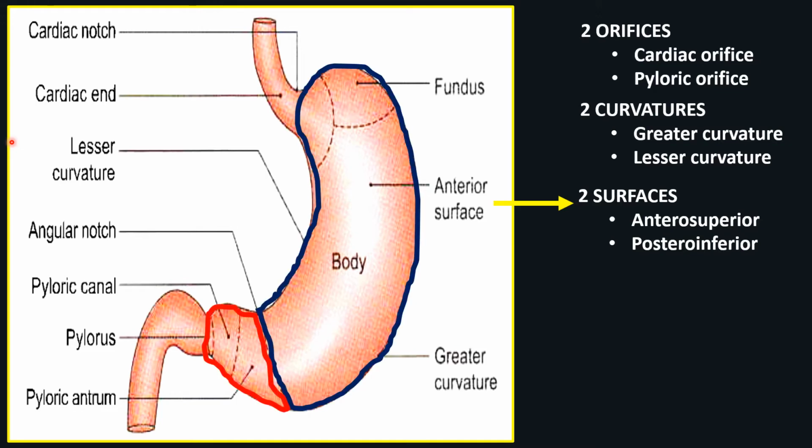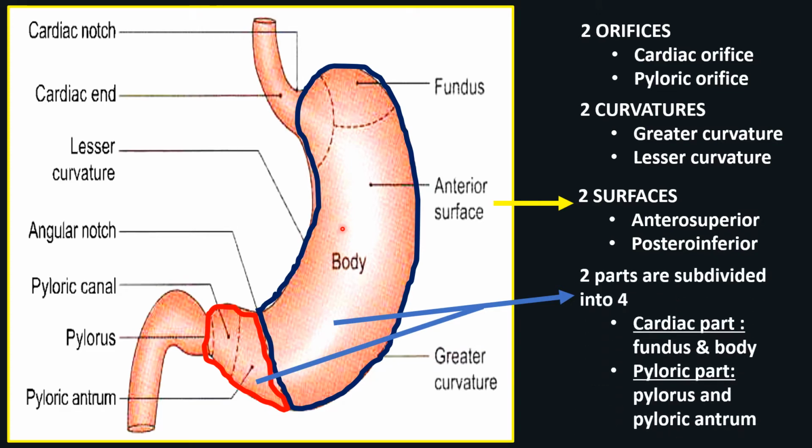Next are the parts of stomach. The stomach is divided into two parts, which are divided into four sub-parts. The first part is highlighted in blue, which is divided into two: fundus and body. It is called the cardiac part because it is near the cardiac end. The other one is called the pyloric part, which is also divided into two: pylorus and pyloric antrum. This is called pyloric part because it is closer to the pylorus.